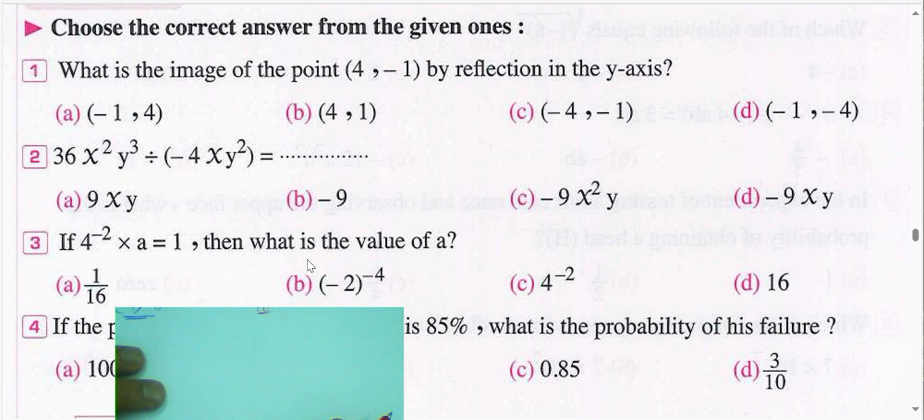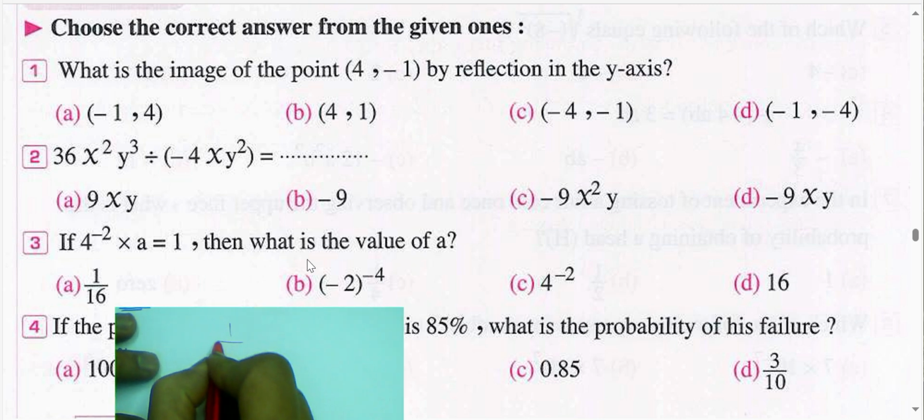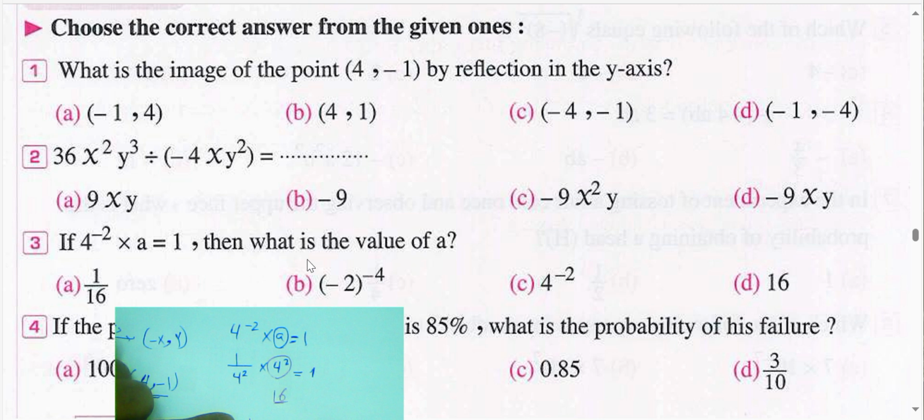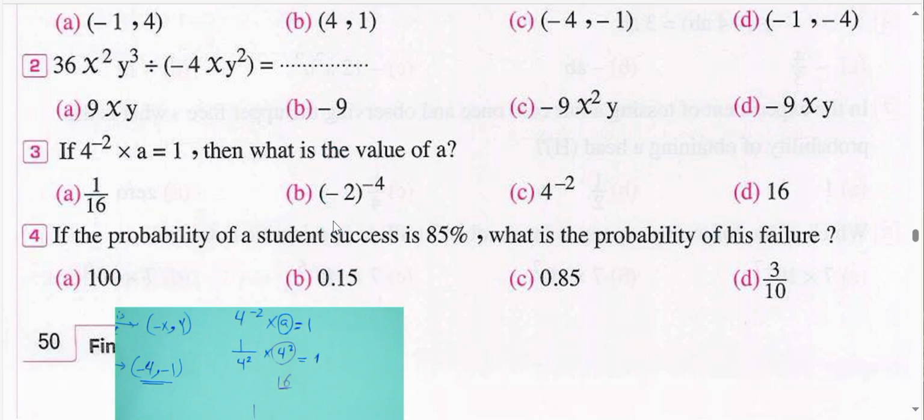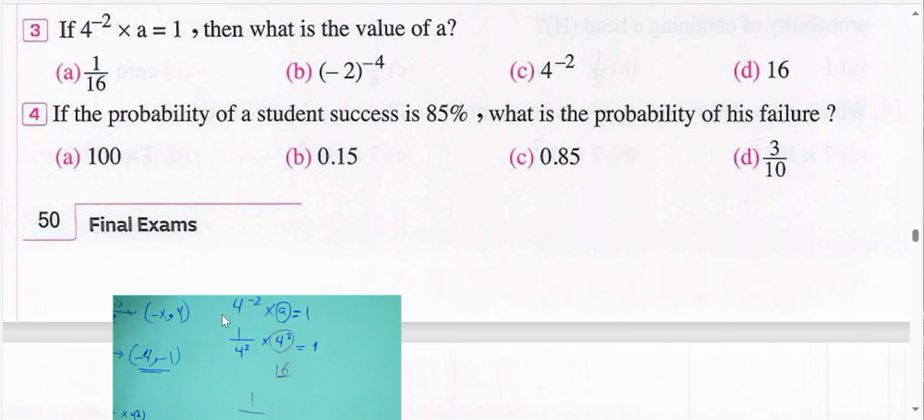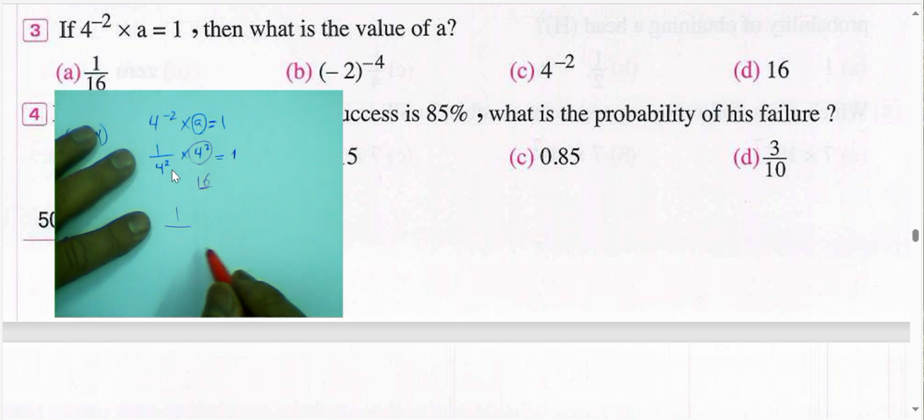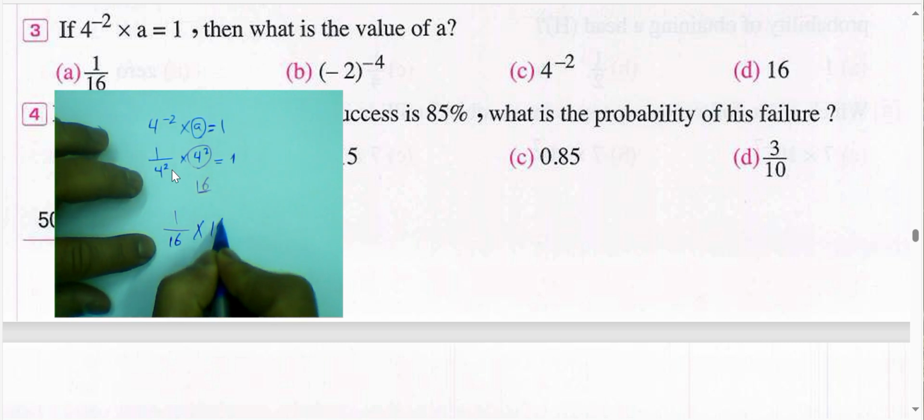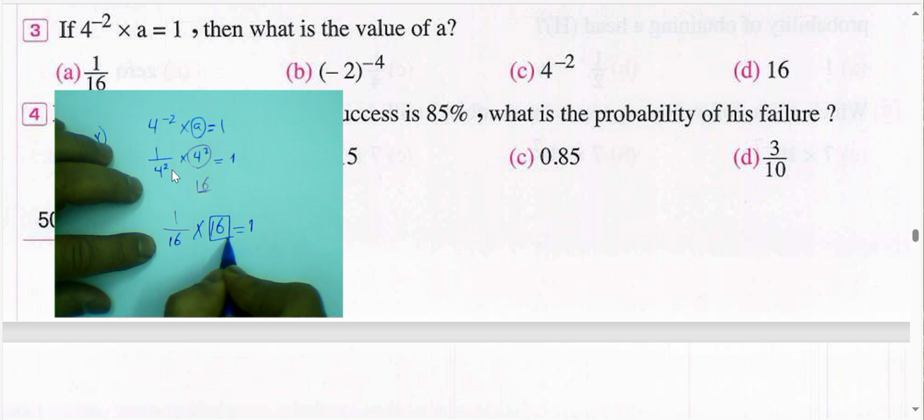Or you can solve by a third method. Find the value of 4 power -2. It will be 1 over 16. And 16 in the numerator. Look here, we can solve this example by finding the result of 1 over 4 power 2. 4 times 4 equals 16. 1 over 16 times 16 equals 1. So the value of A here will be 16.